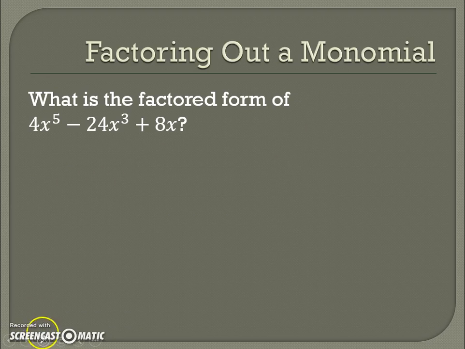Let's keep moving. Factoring out a monomial. So the first slide that we did was using the distributive property to multiply by a monomial. But what if I want to pull the monomial out? How am I going to do that? Well, the first thing is do what we just did. I need to figure out what is the greatest common factor between these three different monomials.